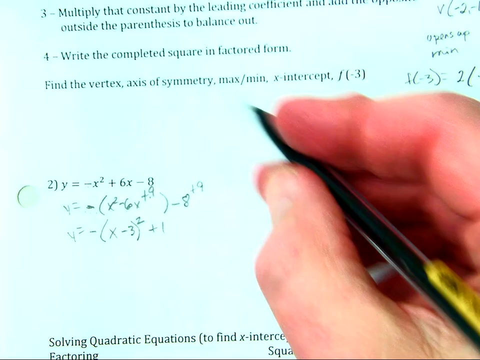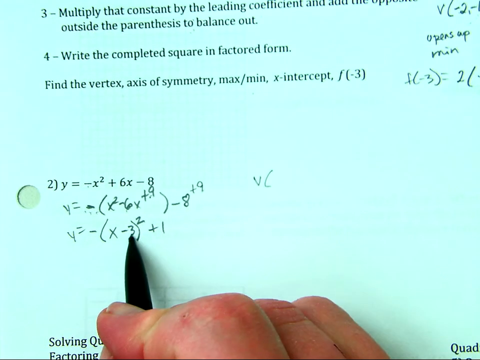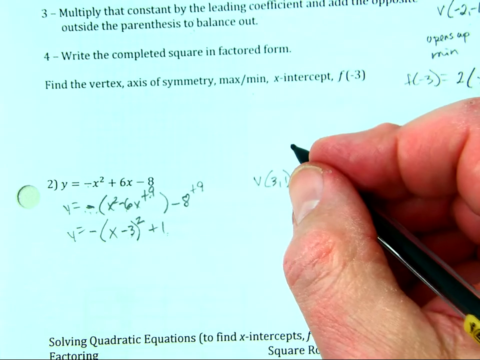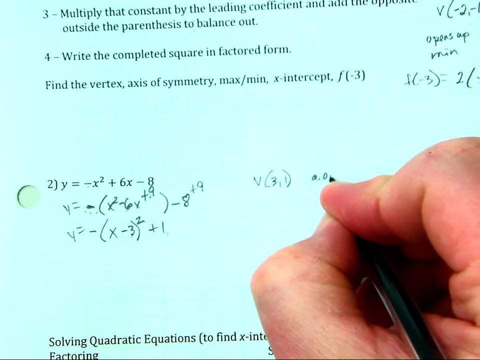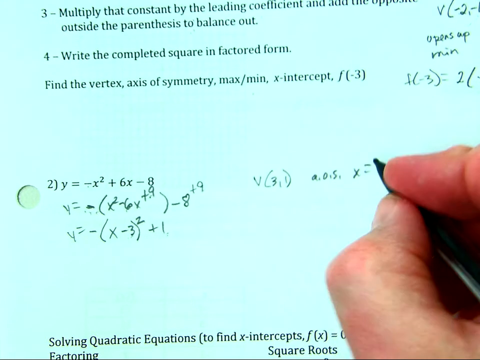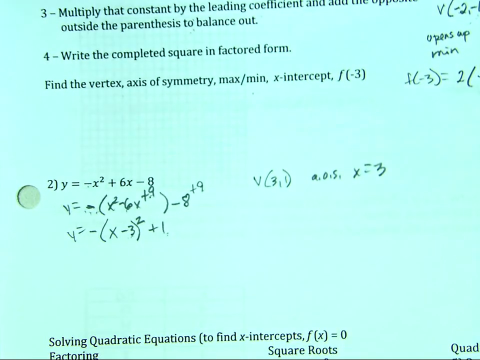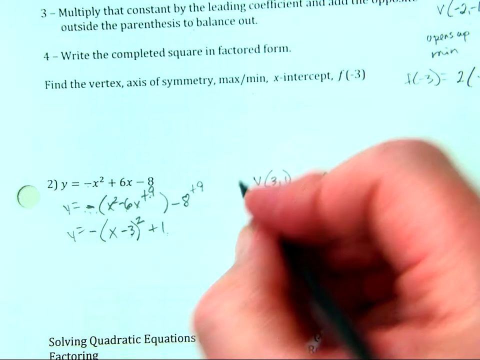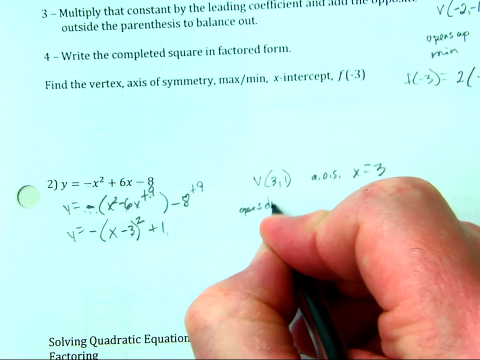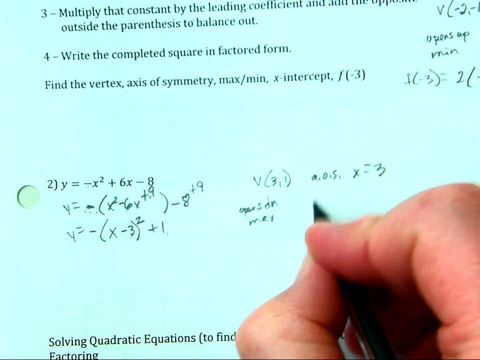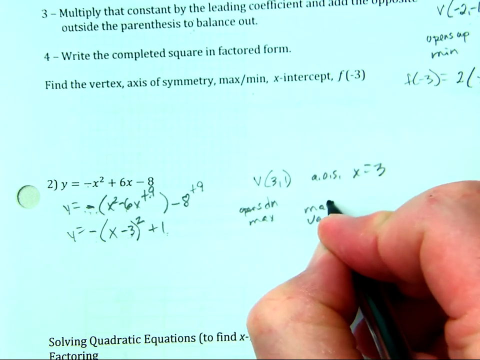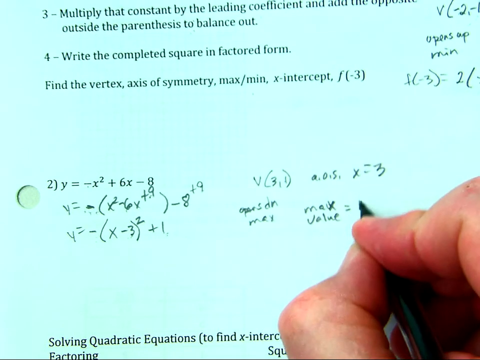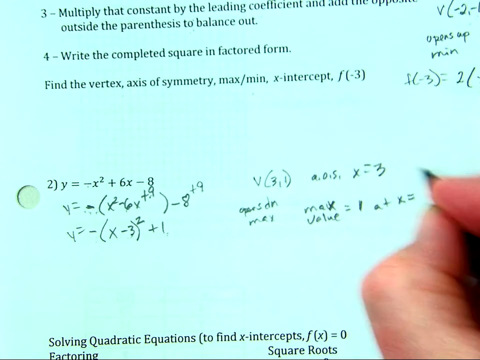Now if we find all those things, the vertex is going to be (h, k), so (3, 1). The axis of symmetry is x equals h, so x equals 3. For the max or min here, a is negative, so this one opens down, so it will have a max. So this one has a maximum value, the maximum value is 1, the y coordinate, at x equals 3.